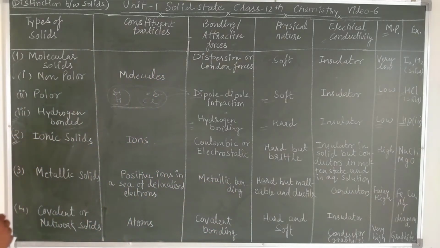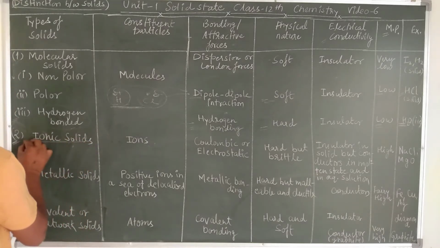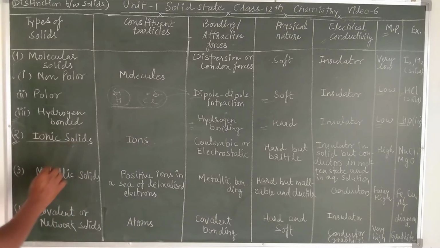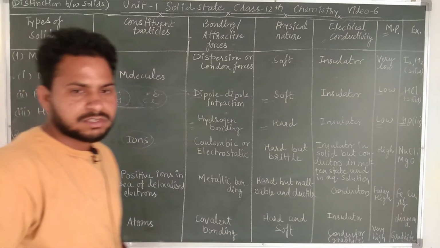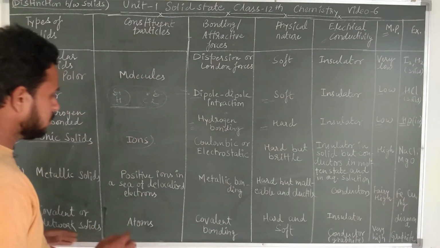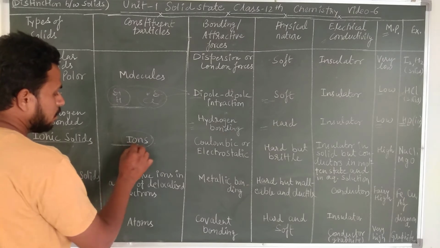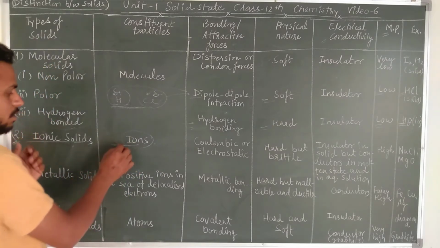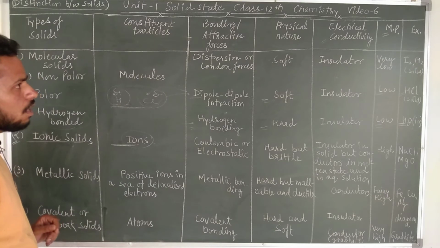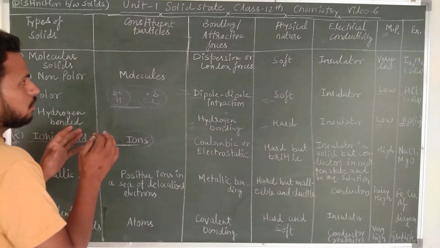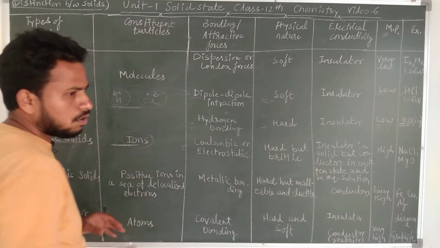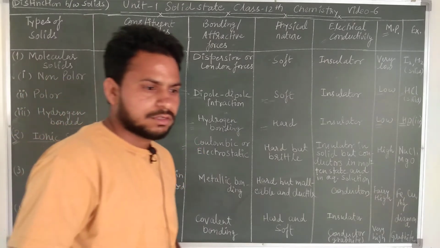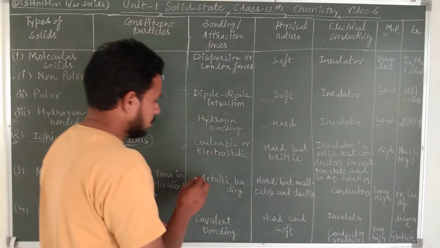Second type of crystalline solids: ionic solids. If we talk about ionic solids, their constituent particles are ions, positive charged species and negative charged species. If we talk about attractive forces between ions, the attractive force is Coulombic, or we can say electrostatic force.